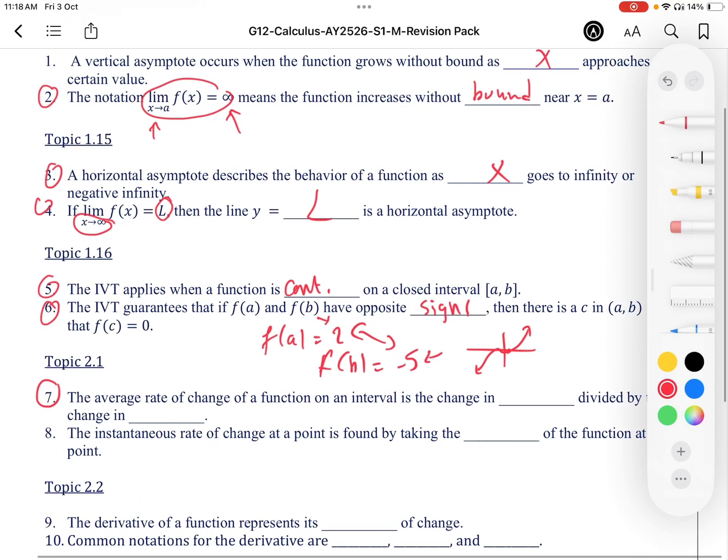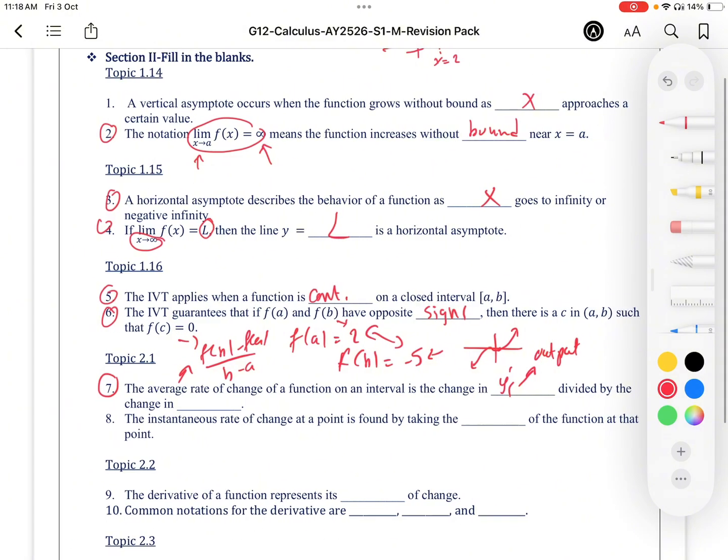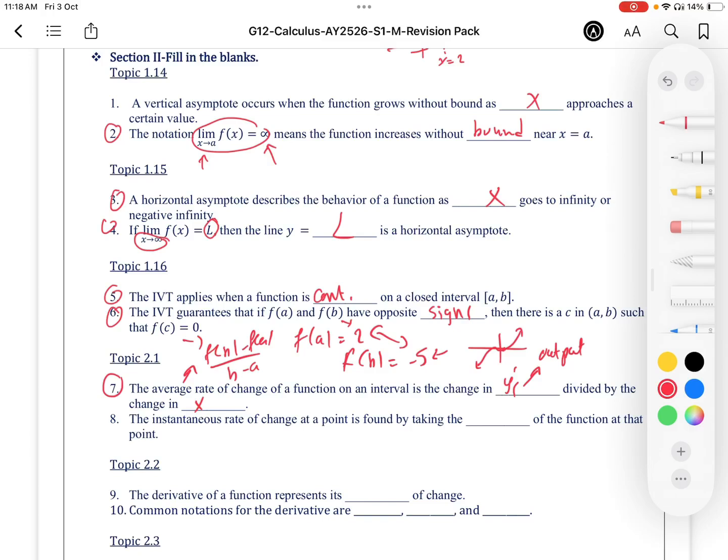Number 7, the average rate of change of a function in the interval is the change in y, f of b minus f of a, divided by b minus a. So what is f? It is the y. What is y? The output, divided by the change in x. What is x? The input, which is the same as b minus a.